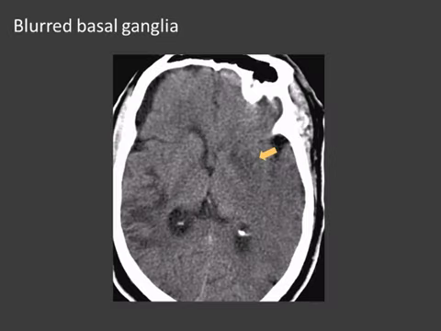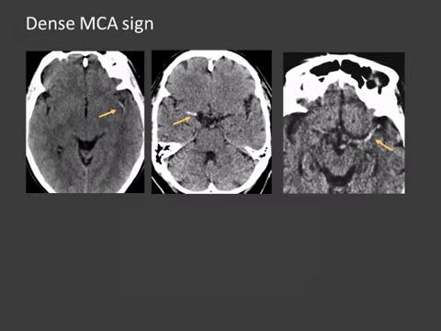Blurred basal ganglia means that you don't really see the borders between the basal ganglia, or you see hypodensity in this region, like in this particular case. It's also an early sign of a middle cerebral artery infarction.